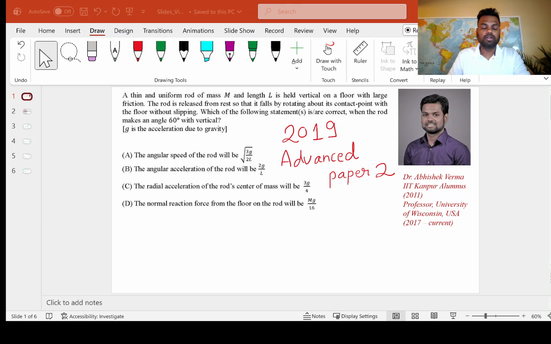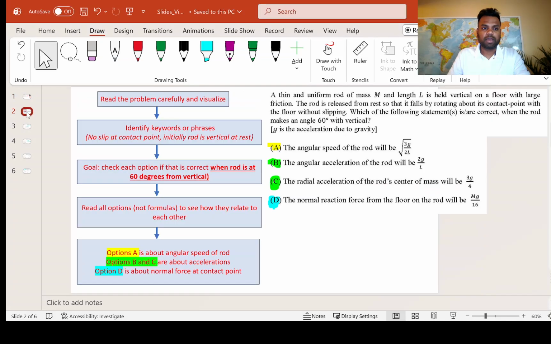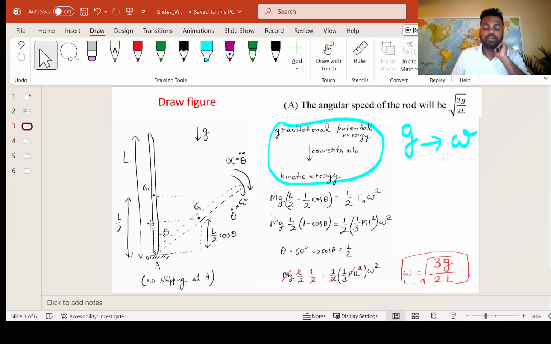In this video, we will work on this problem. So first step, you read the problem carefully and visualize what is happening. Identify keywords, right? So if you read this problem, I will show you the figure already and you have to draw this figure. Initially, a rod is vertical, at rest, and then it falls under gravity.